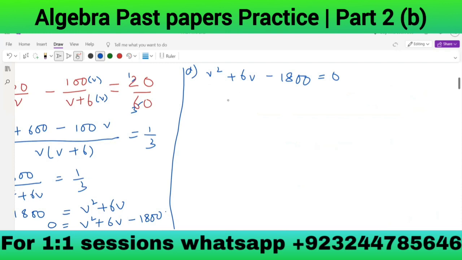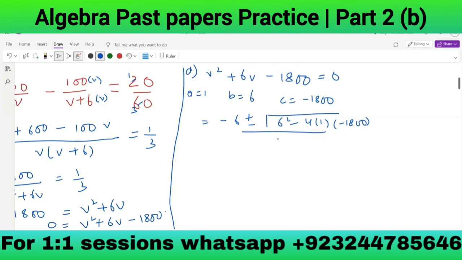Quadratic formula. I said using the quadratic formula. So a is equal to 1, b is equal to 6, c is equal to minus 1800. So you will get minus b plus minus square root of b square minus 4ac, divided by 2a. So you will get minus 6 plus minus square root of 36 plus 4 into 1800.